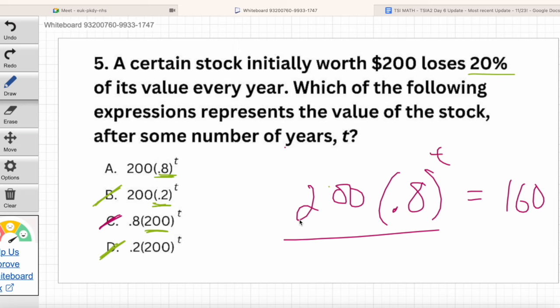So let's take a look at some geometry questions now that they're testing on the TSI, all right?